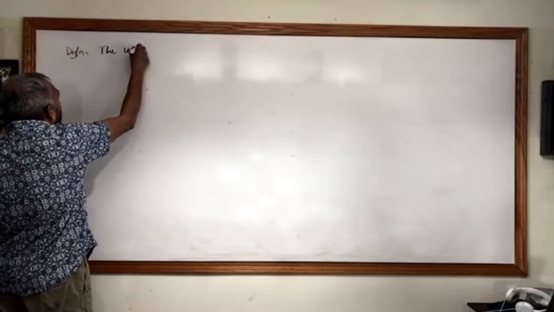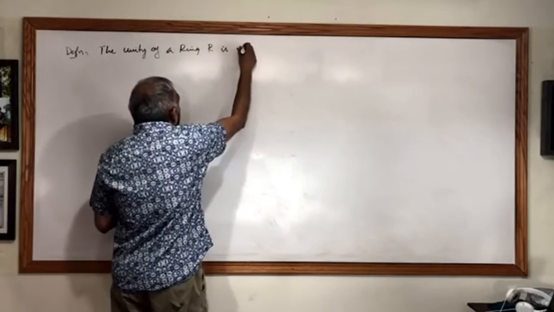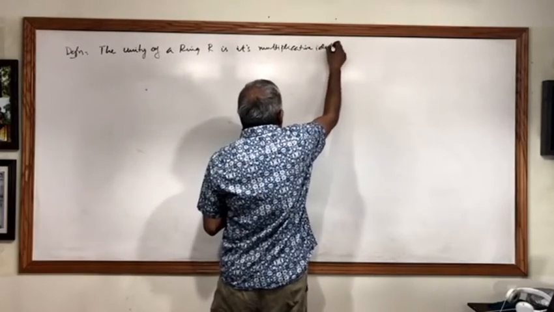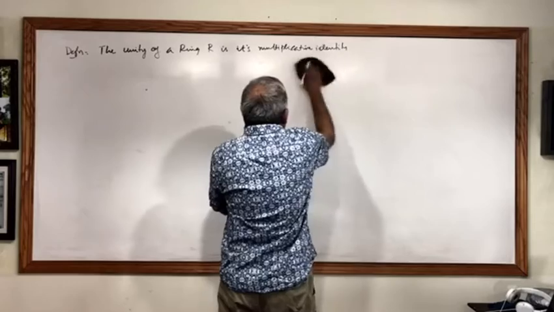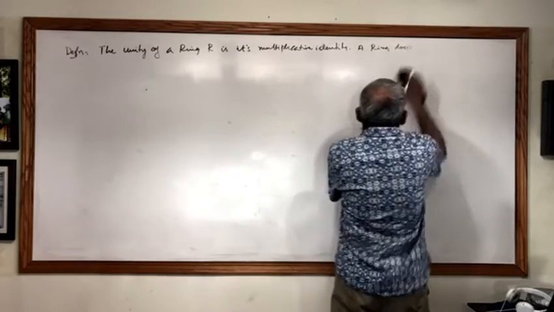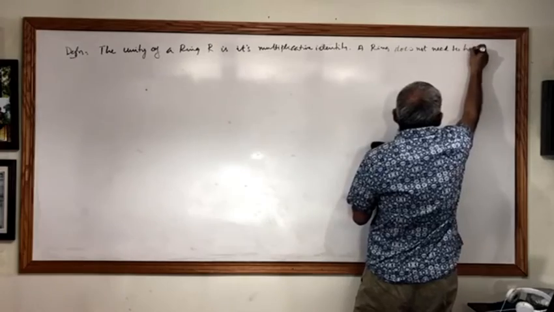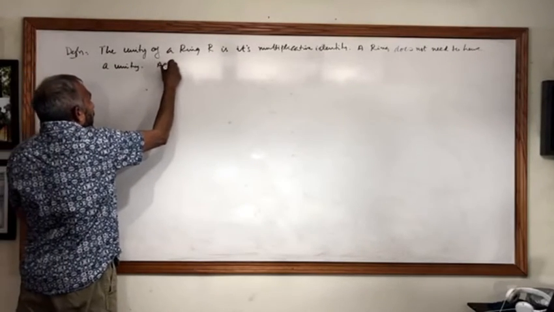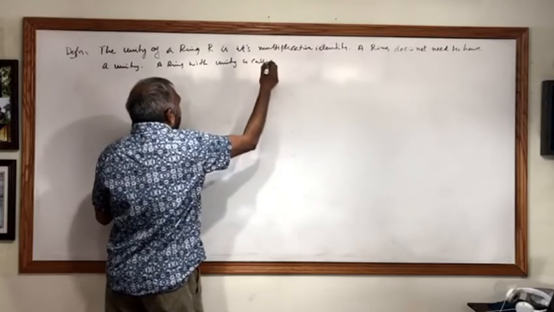The unity of a ring R is its multiplicative identity. A ring does not need to have a unity. A ring with unity is called a ring with unity.